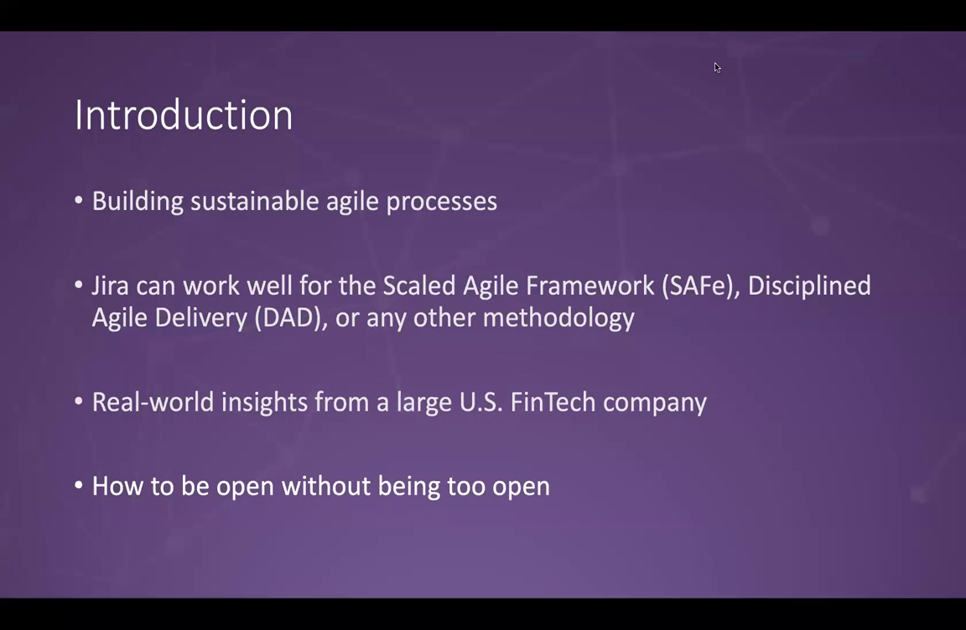So we're going to talk today about ways to build sustainable Agile processes. Jira itself can work very well for all sorts of ways to scale Agile, whether it's SAFe, DAD, or any other methodology. It can also work well when you're just referring to your own teams as programs. If you have several teams that are associated together and you need to be able to look at their work as a whole, you just think of that as program management.